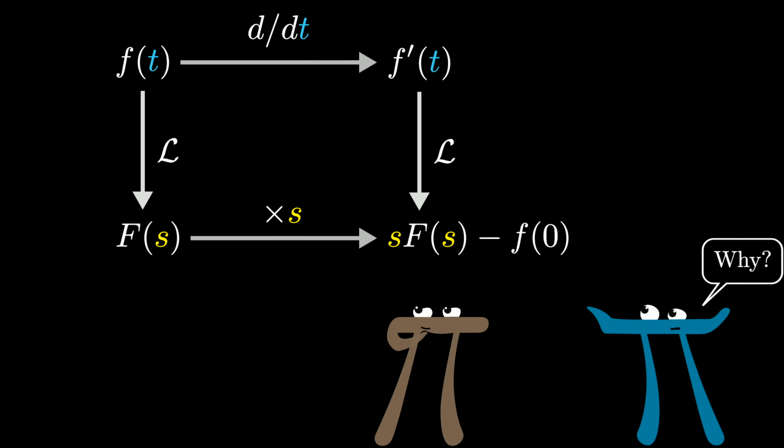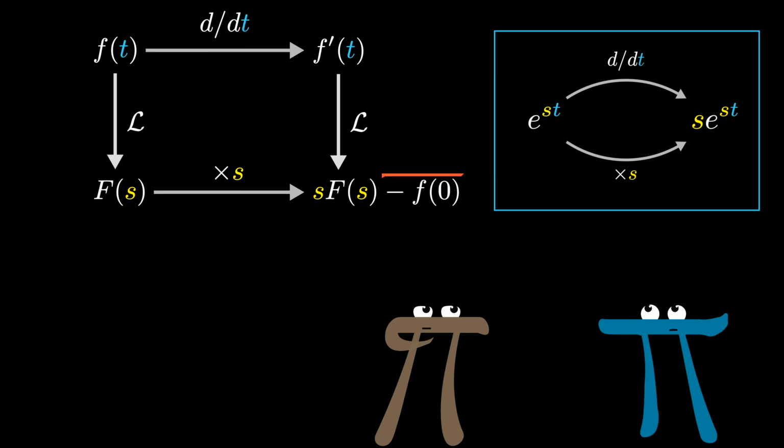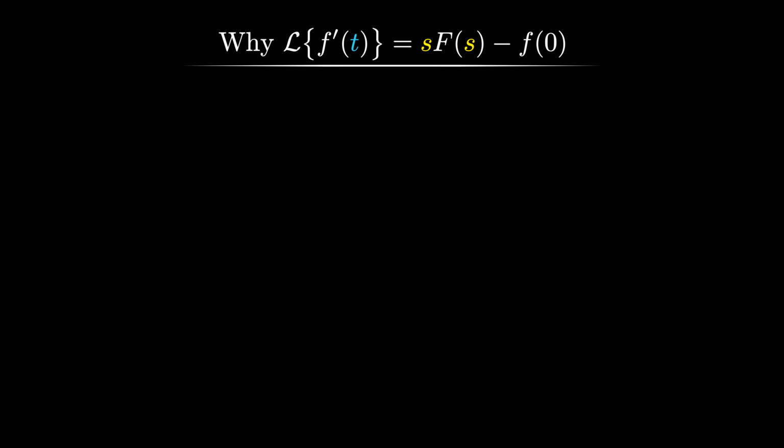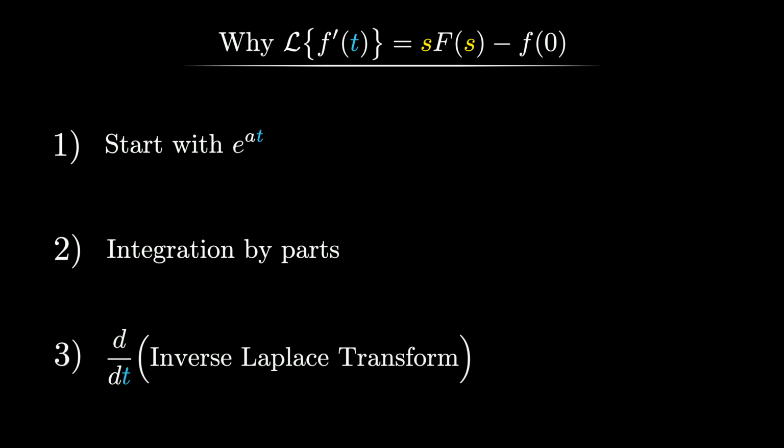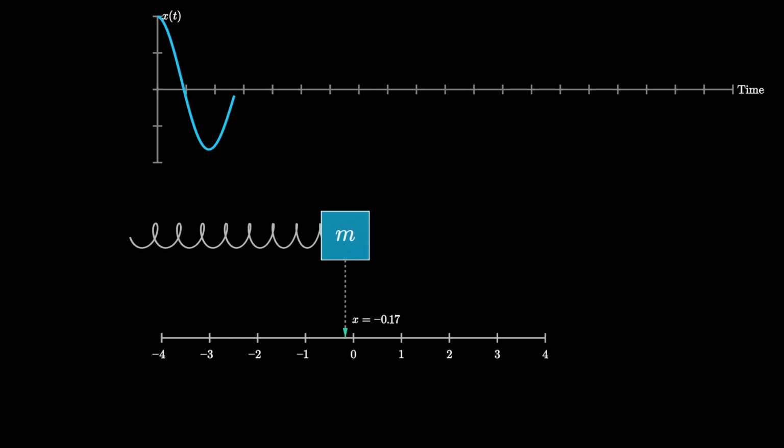Now, I can hear you asking, why is this property true? Where does it come from? How exactly is this connected to the idea of differentiating an exponential? And where does that minus f of 0 term come from in the first place? I will, of course, explain this. In fact, I can think of 3 ways to explain it, but let's postpone those for just a minute and instead dive into how you actually use this property in practice.